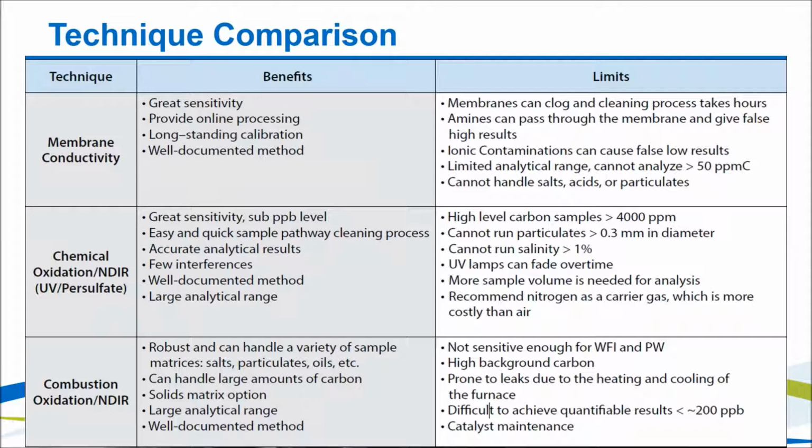The UV lamps can fade over time, so that can be kind of costly. More sample volume is needed for this analysis. So if you only have a very limited amount of sample, maybe less than 1 milliliter, it's going to be hard to run on a Fusion or other UV persulfate analyzers. And then you can only use really nitrogen carrier gas.